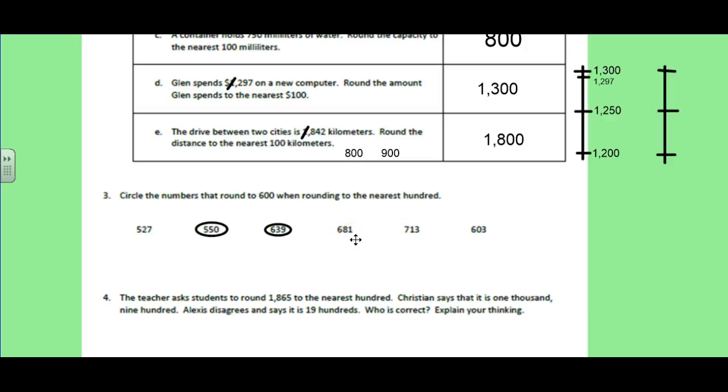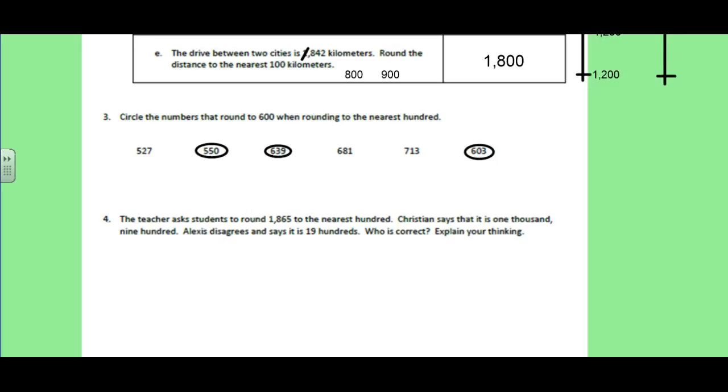Okay, so 681 would be between 600 and 700, and 681 is definitely closer to 700 than it is to 600, so we're not going to circle 681. This next number is 713, so this would be between 700 and 800, so it's not even in the 600 range, so it's definitely not going to be circled. That would round to 700. And then 603 would be between 600 and 700, and we know most certainly that 603 is definitely closer to 600 than it is to 700, so you should have circled 603 as well. So for that one, you circled three numbers that would round to 600.